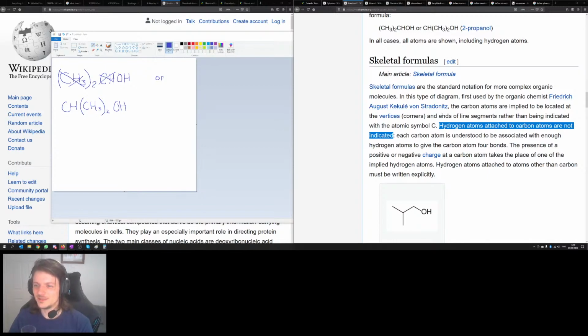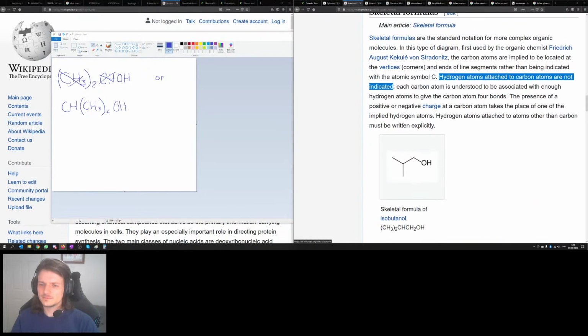Each carbon atom is understood to be associated with enough hydrogen atoms to give the carbon atom 4 bonds. The presence of a positive or negative charge at a carbon atom takes the place of one of the implied hydrogen atoms. Hydrogen atoms attached to atoms other than carbon must be explicitly written. Okay, I didn't quite understand all this.